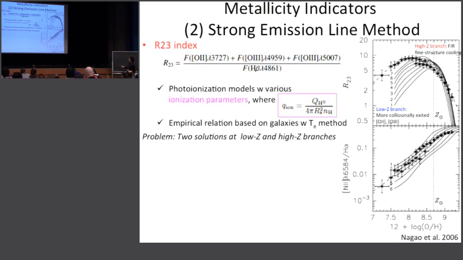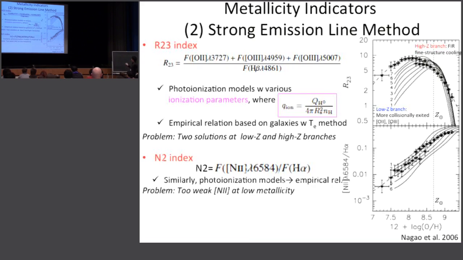Also, once you get the R23, you have two solutions, a high metallicity solution and a low metallicity solution. This is because for the high metallicity branch, far infrared fine structure line cooling works, so more metallicity has less R23. For the low metallicity branch, you have more collisionally excited O2 and O3, so the R23 fluxes get weak. In this sense you have two solutions, so it is not good.